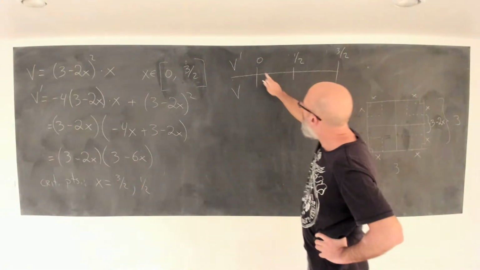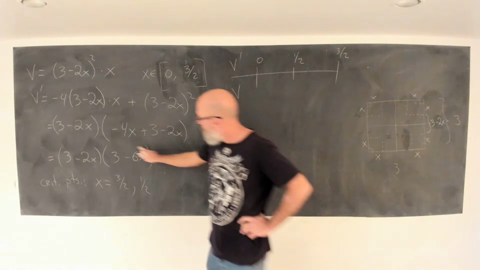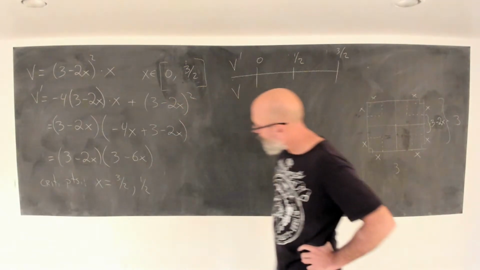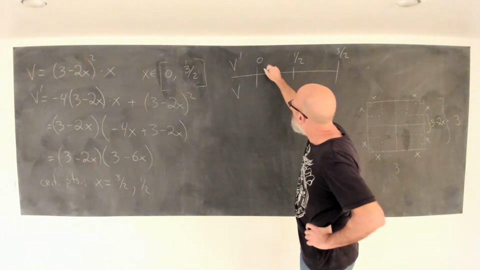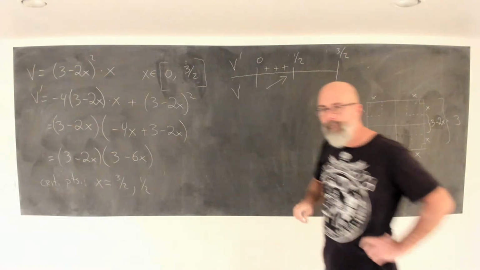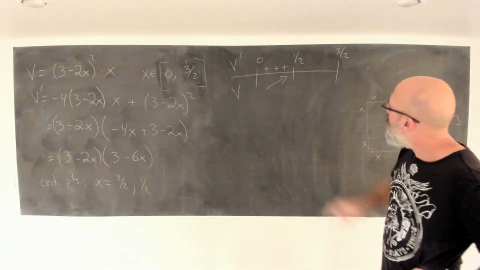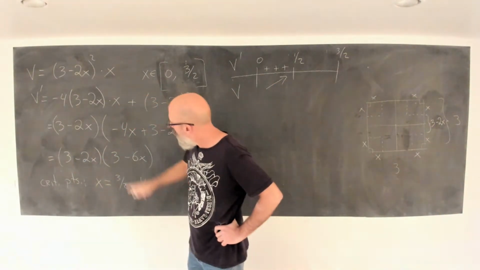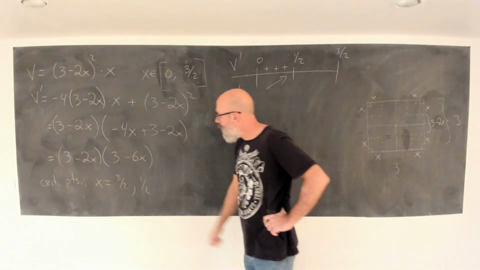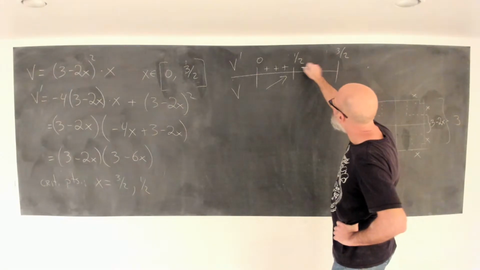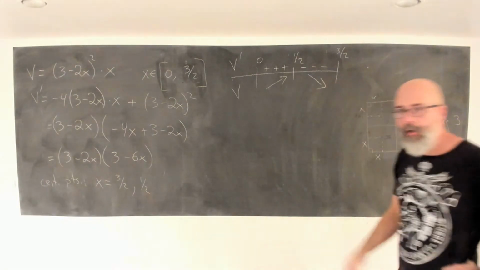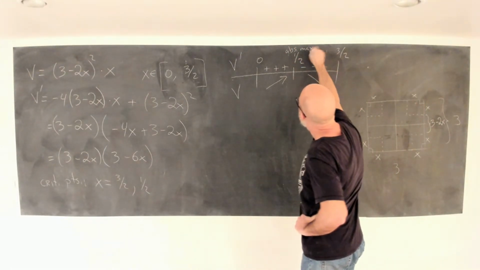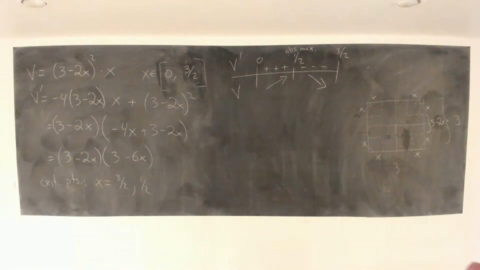If you take a value very close to 0 here, this is going to be close to 0, that's going to be close to 0, so this stuff is going to be close to 3. And so will the other one. In other words, positive. And if you plug in perhaps a 1, 3 minus 2 is 1, so that's positive. 3 minus 6 is minus 3, so that's negative. Positive times negative is negative. So you see that we have an absolute maximum occurring at 1/2.